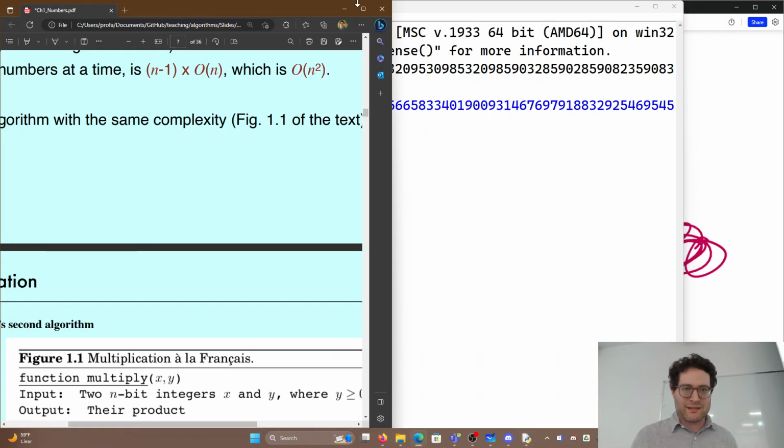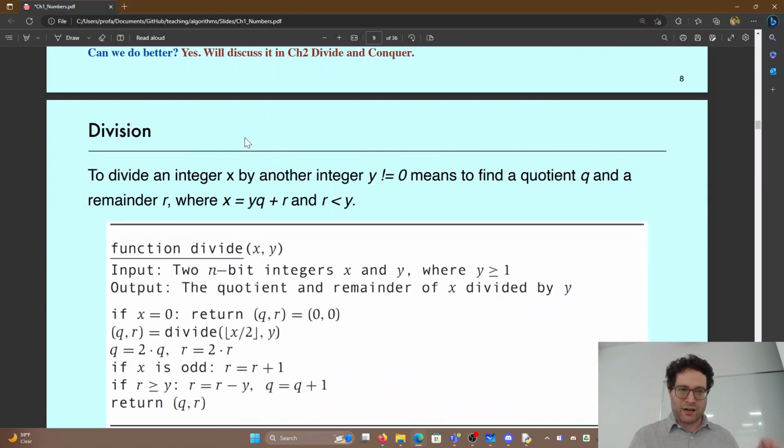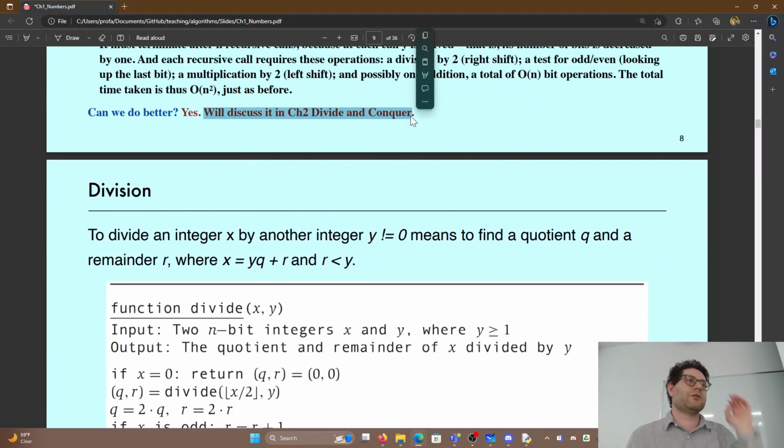There are quicker ways to do multiplication if we do divide and conquer. There's a quicker way that we'll learn in chapter 2 to do multiplication. Yes. Go. No, it's like a sidetrack. Okay.